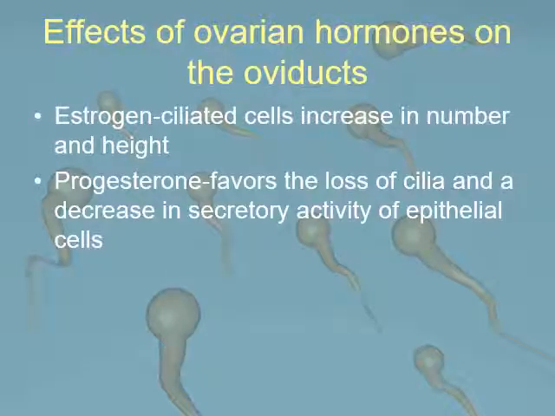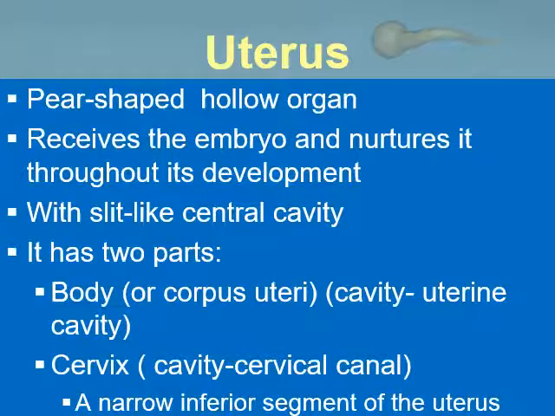So what are the effects of ovarian hormones on the oviducts? So yung estrogen, yung mga ciliated cells nag-increase in number and height. Tapos yung progesterone naman favors loss of cilia and decreases in secretory activity of the epithelial cells.